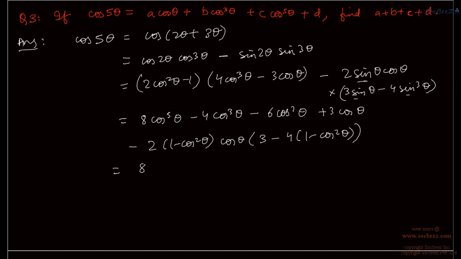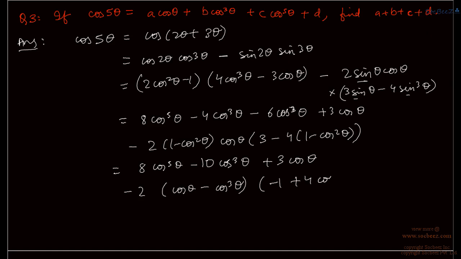Fine. So let's expand everything again. 8cos⁵θ minus 4cos³θ, and this is also cos³θ, so this is minus 10cos³θ. Let's write that directly. 10cos³θ plus 3cos θ minus 2 into cos θ minus cos³θ. 3 minus 4 is minus 1. Minus 4 becomes 4cos²θ.